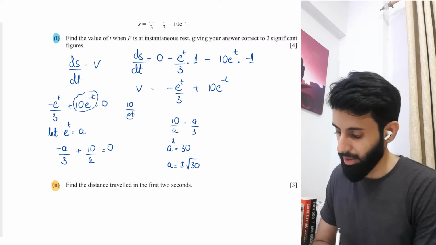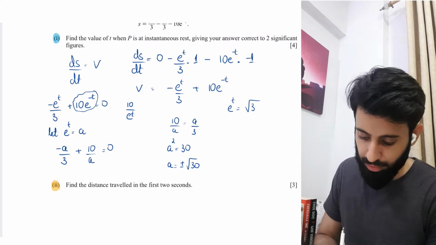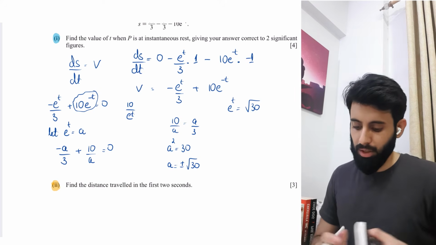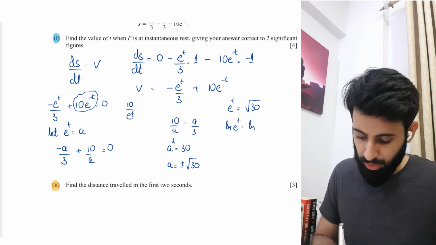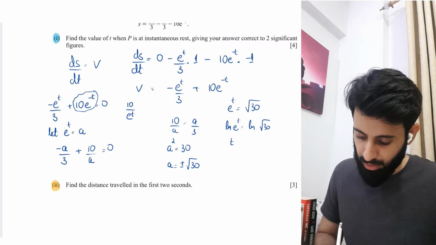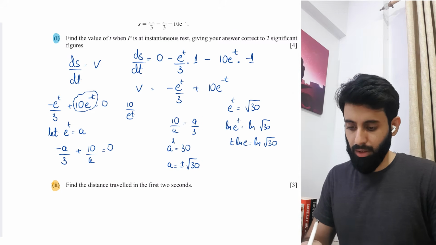So if you remember, we replaced e to the power t with a, so that means e to the power t is now officially equal to plus square root of 30. So if I want to work out the value of t, I'll have to apply ln to both sides. So here's what I'm looking at. t ln e is equal to ln square root of 30. So let's work out ln of square root of 30.